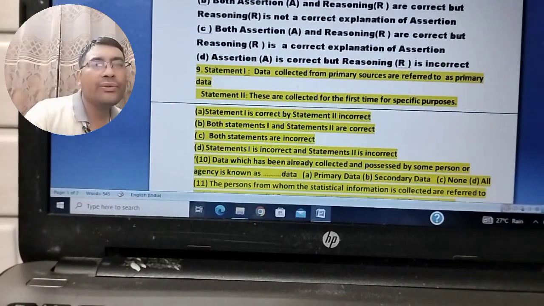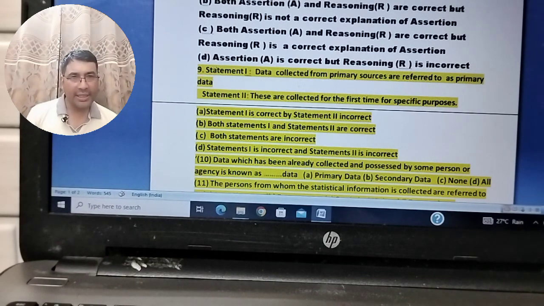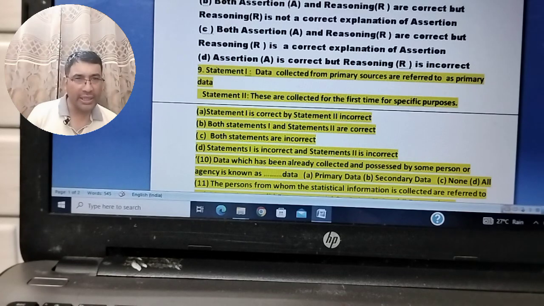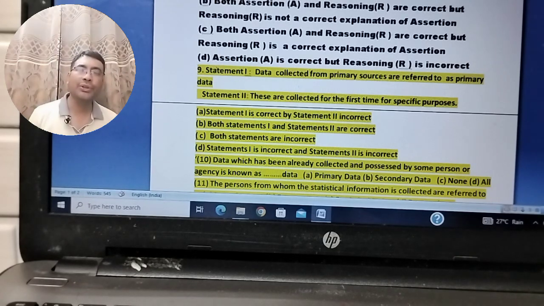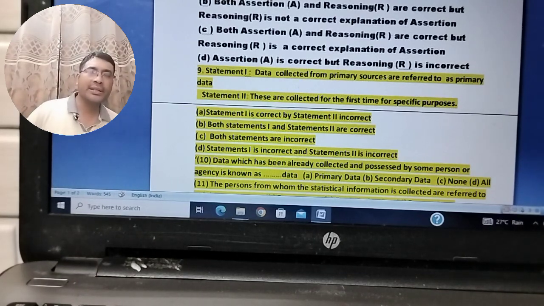Okay, then we'll move to question number 9. It's a statement problem. Data collected from primary source are referred to as primary data. It's correct. When you collect data from a primary source, that is a basic source or the first source, it is called primary. It is absolutely correct. And statement 2, these are collected for the first time for a specific purpose. Definitely primary data are collected for the first time. If you use the data already collected by someone or some organizations, then it is secondary data. So primary data is always collected for the first time and for some specific purposes.